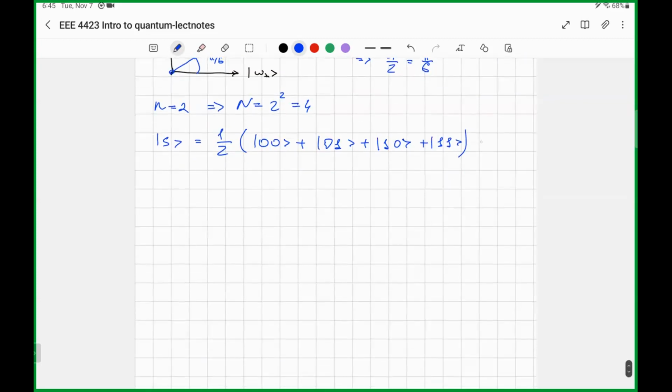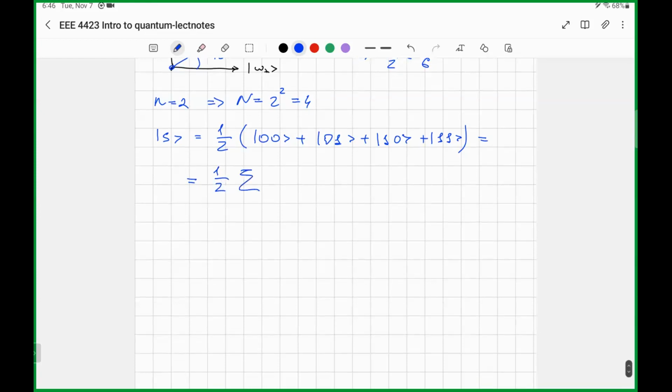Or using our condensed notation, we can write 1 over 2 times the summation over all x, where x is all combinations of zeros and ones with length 2. So this is the vector s.